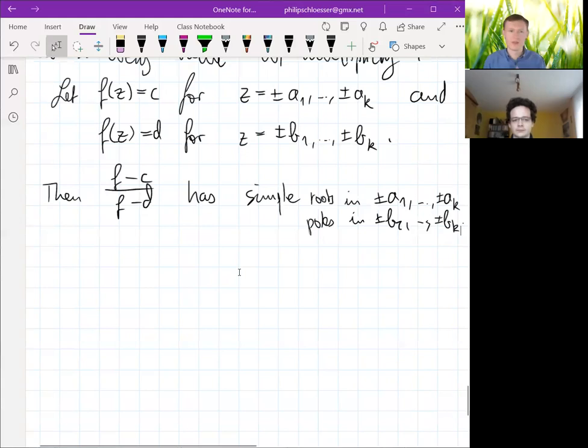Which, yeah, is why we did this whole circus, so that our function has only simple roots and only simple poles. And now our goal is to construct a rational function in terms of p that has the same poles and the same roots. And then we are done, because their quotient then has no poles and no roots, therefore is constant.